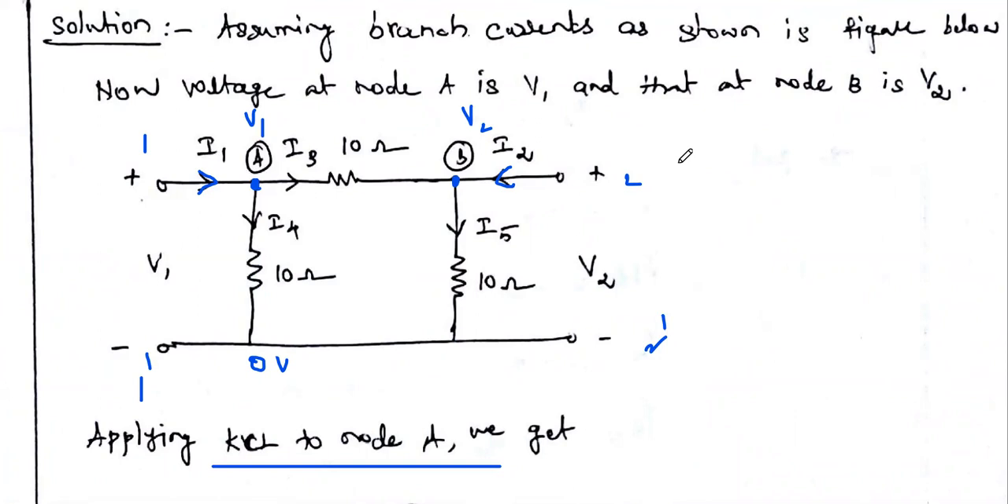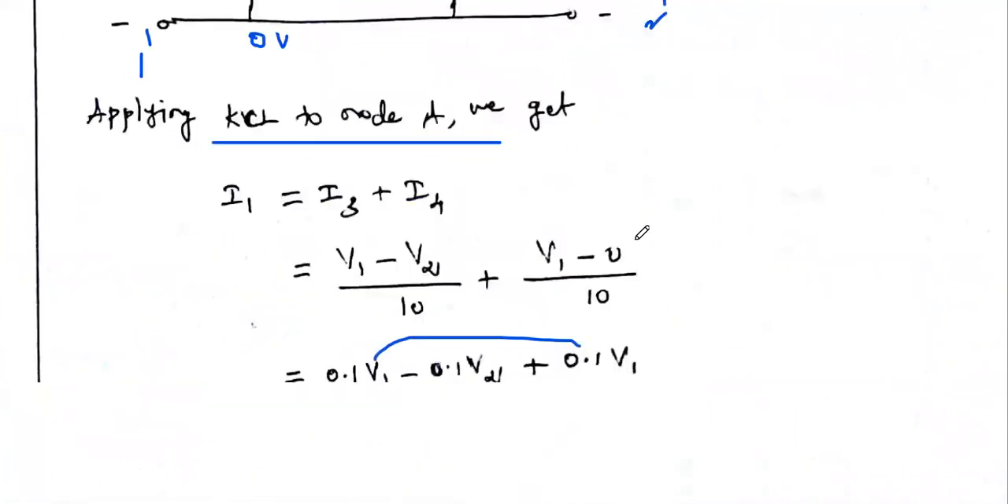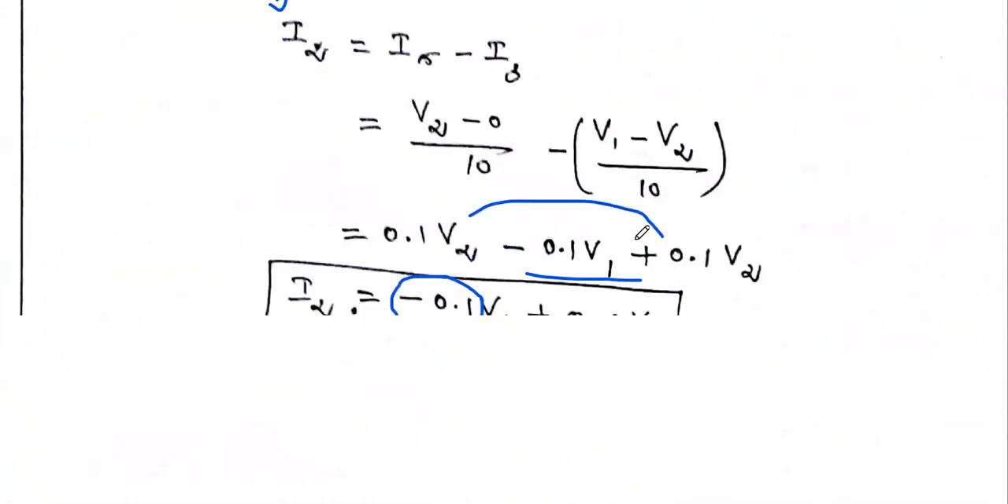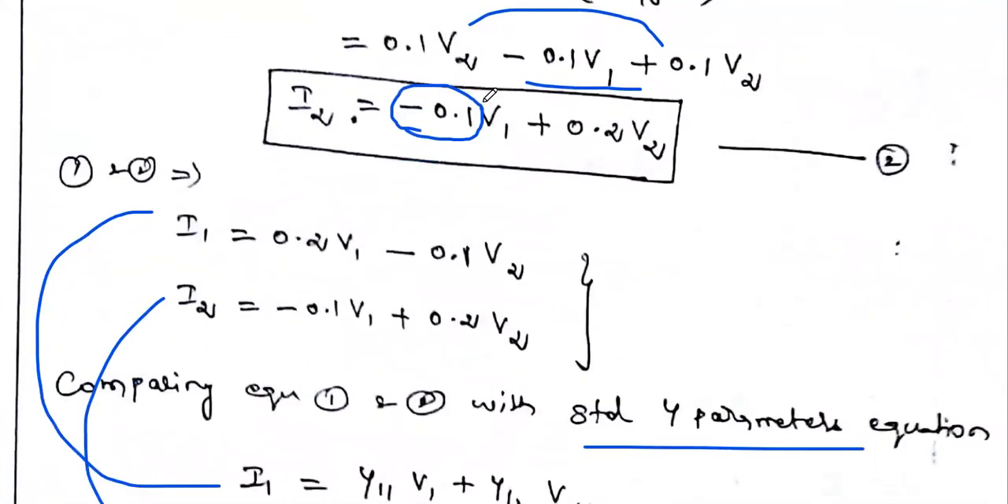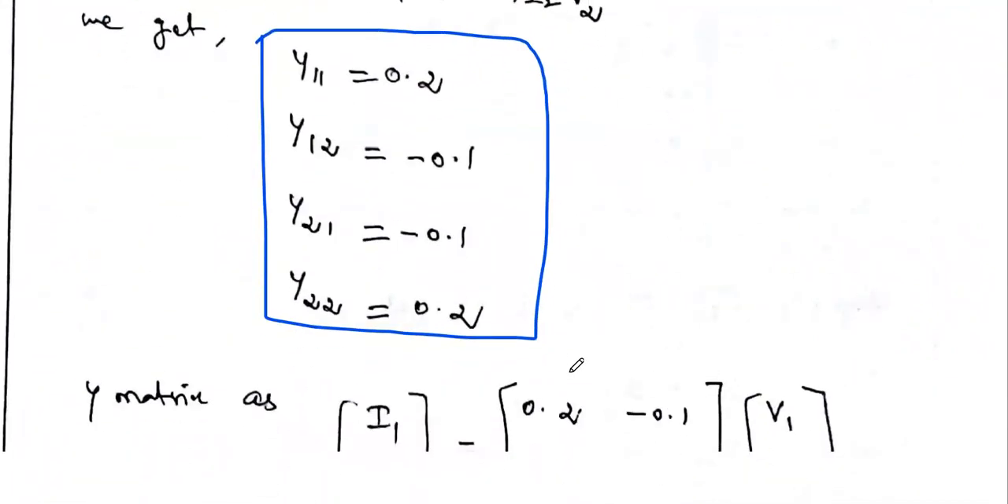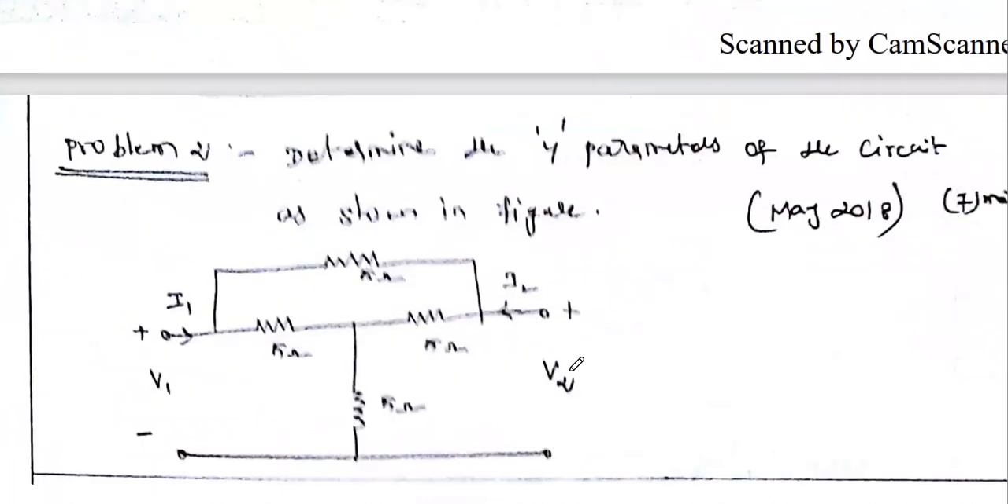Coefficient of V2 in the first equation is Y12. Similarly, in the second equation, the coefficient of V1 is Y21. The coefficient of V2 is Y22. Okay, so this is our answer. Then one more problem we are going to see.